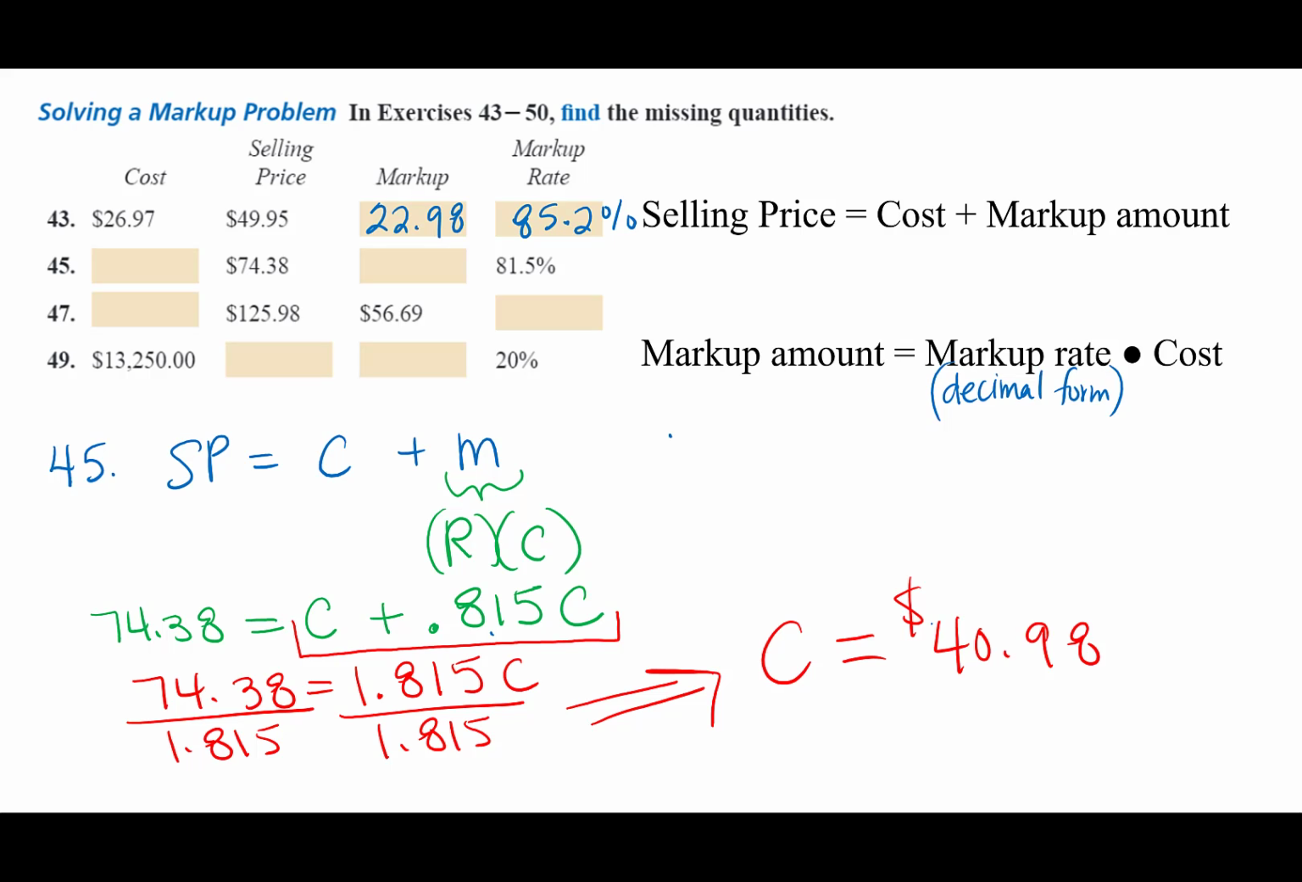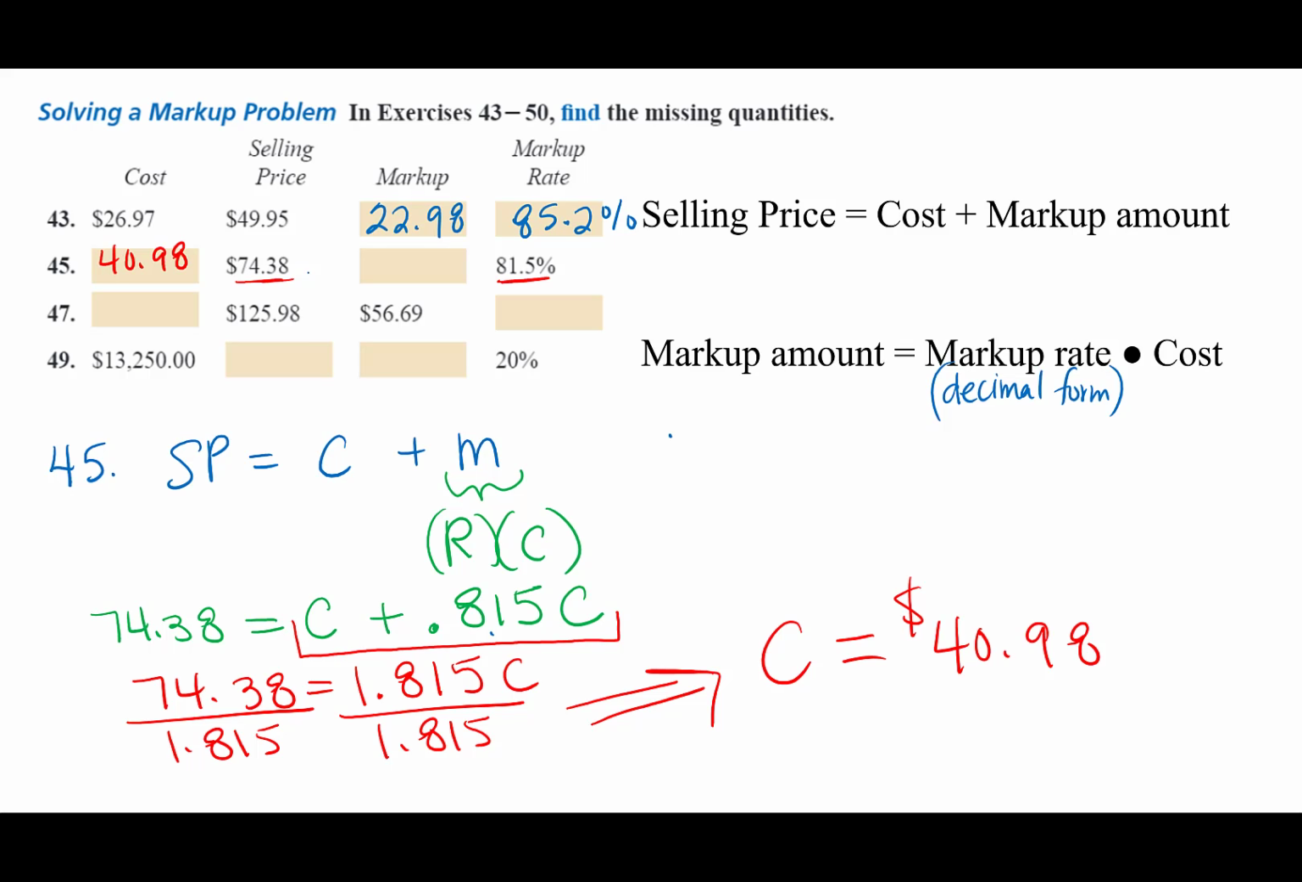So the original cost from the manufacturer was $40.98. We know the markup rate was 81.5. That was given to us. And we know the selling price that the business owner will sell at their store is the $74.38.